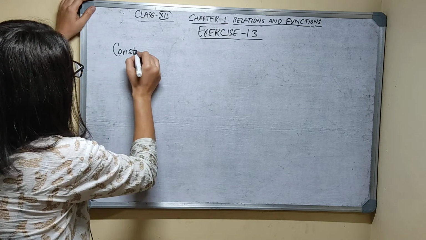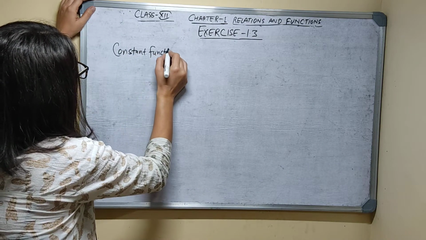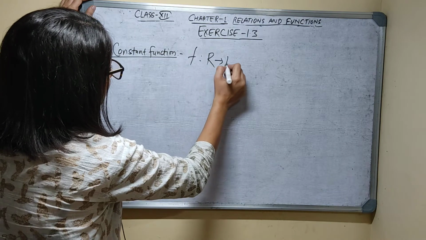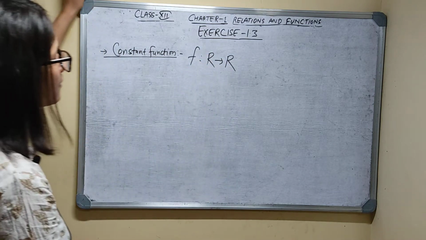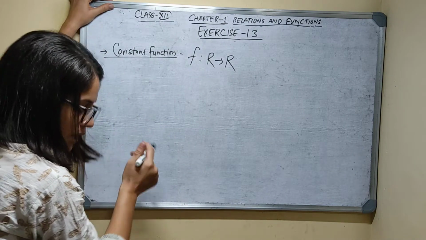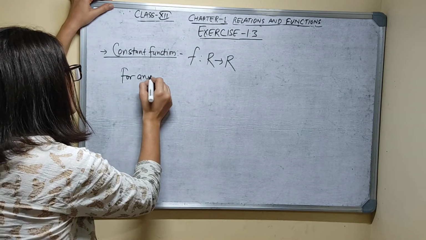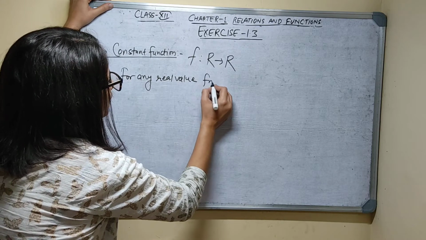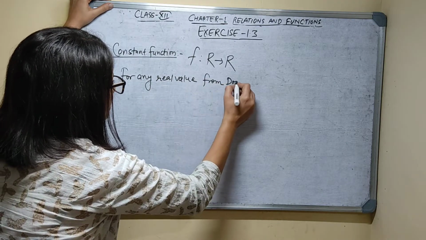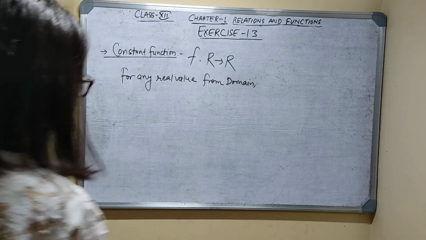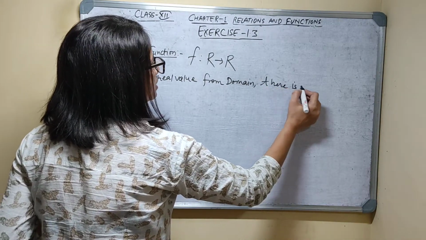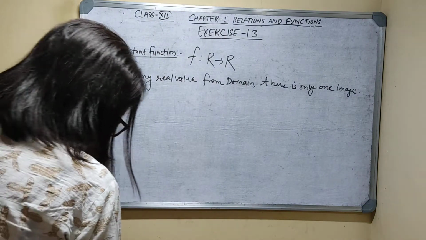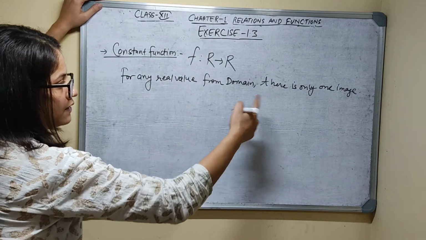You have to learn constant function. Here also the function is defined from real number to real number only, real valued function only. So we are learning that constant function. F is from R to R. So for any real value from domain, there is only one image.